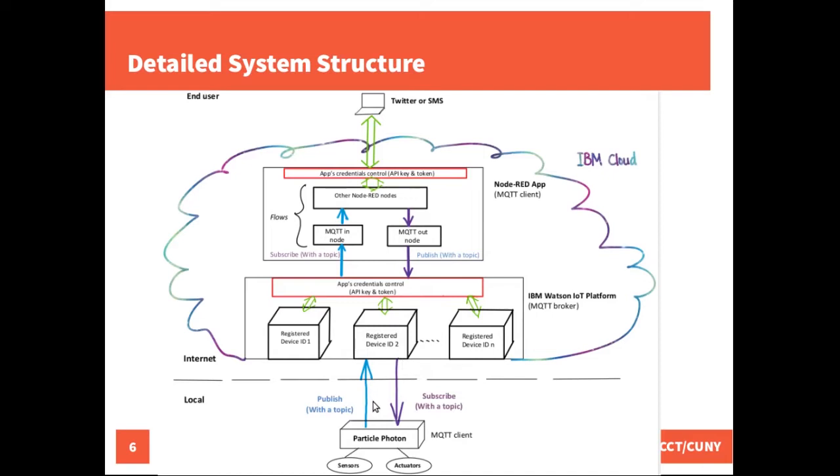Regarding the MQTT message flow among these three components, the IBM Watson IoT platform acts as the MQTT broker. Both particle photon and load rate app are the MQTT clients. Particle photon publishes the data to the cloud with an event topic. On the other hand, the load rate app subscribes to the same event topic. So that's the reason why whenever particle photon sends data to the cloud, the load rate app can immediately receive the data.